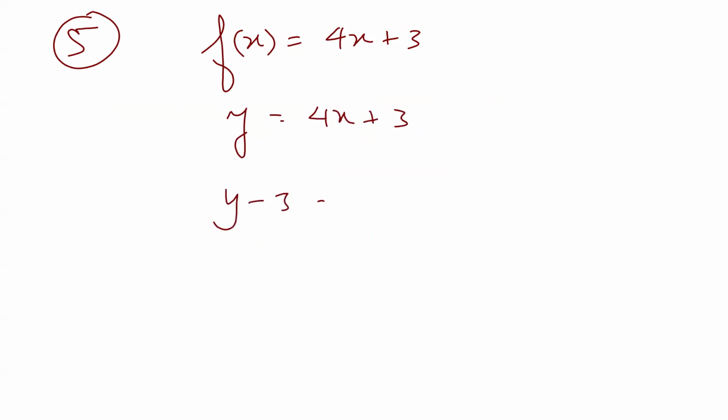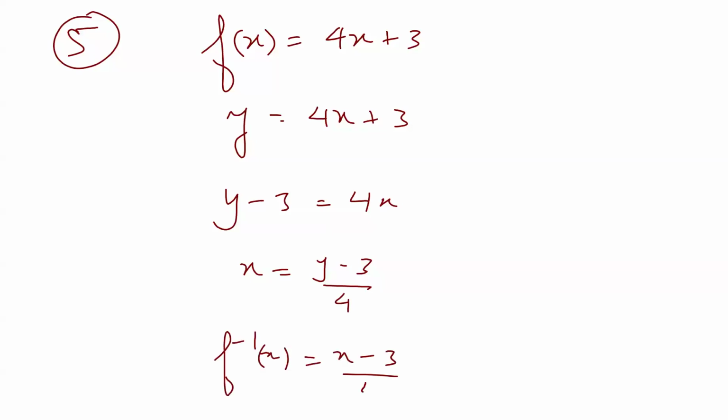They're not asking us to calculate the values of y. So y is equal to 4x plus 3, y minus 3 is equal to 4x, x is equal to y minus 3 upon 4, f inverse of x is equal to x minus 3 upon 4. So this is your answer. That initial part of the question does not really matter at all.